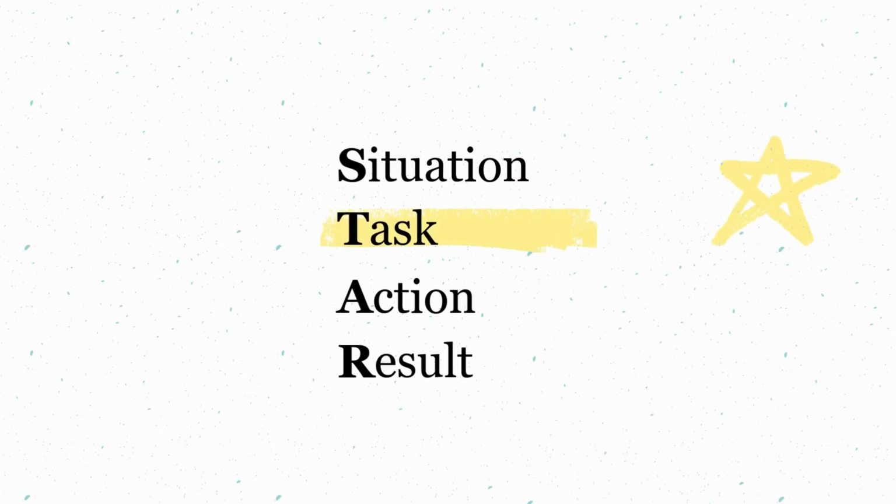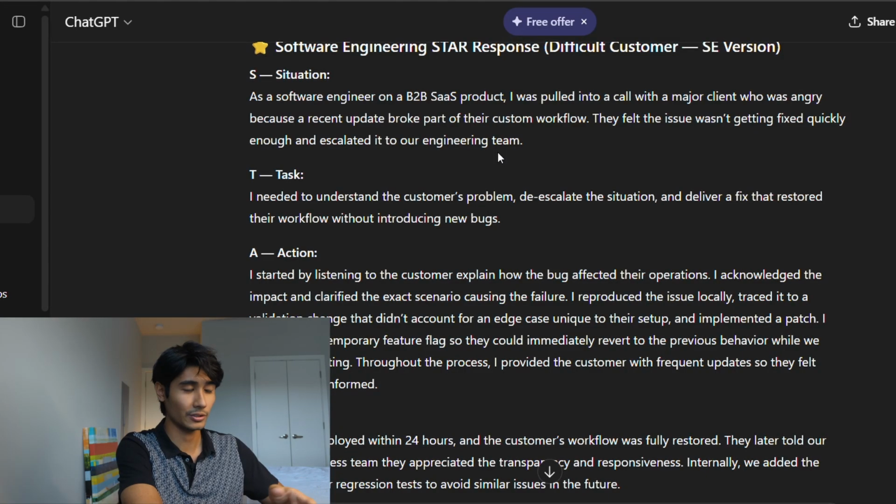Now your task should only be 1 sentence. You only want to talk about 1 specific task. So in this task, we can see I needed to understand the customer's problem, de-escalate the situation, and deliver a fix that restored their workflow without introducing new bugs. I think this is good.